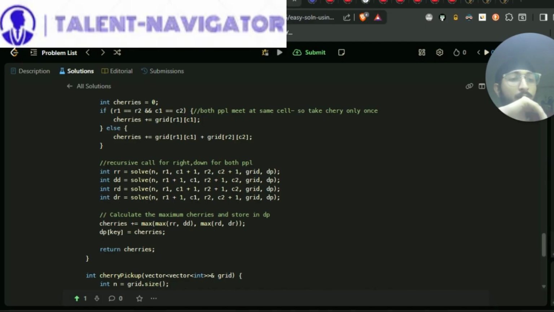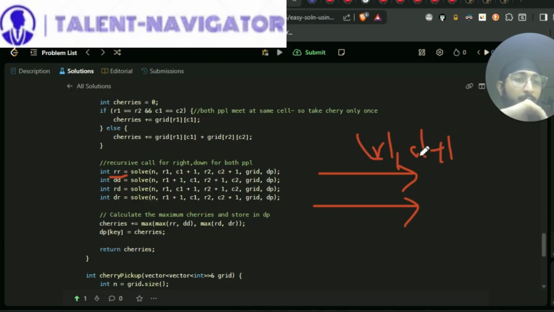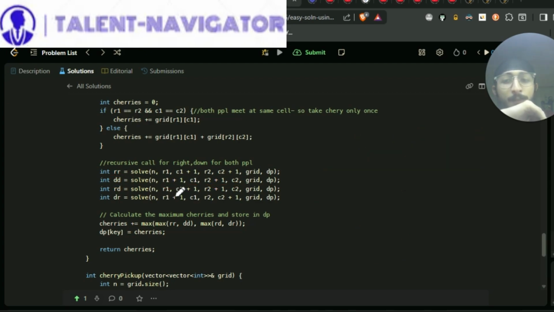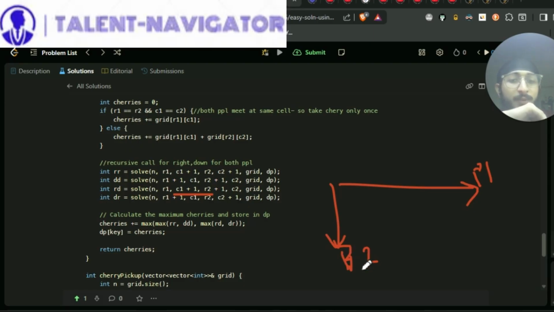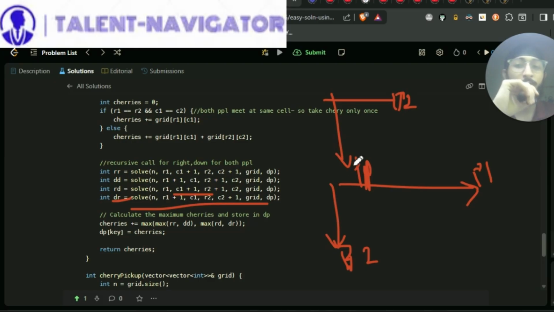Now the recursive calls for both the people. As I had shared, we have 4 states. RR means both players are moving right, that is R1, C1 plus 1 and R2, C2 plus 1. Then we have down down, that is R1 plus 1 and R2 plus 1, where C1 and C2 are the same. Then we have right and down, where the first player moves right and the second player moves down, that is R2 plus 1. The fourth case is where the first player moves down and the second player moves right. So these are the recursive calls.